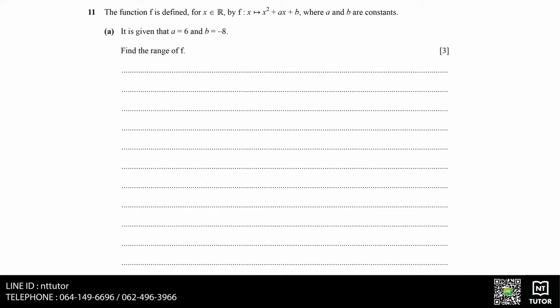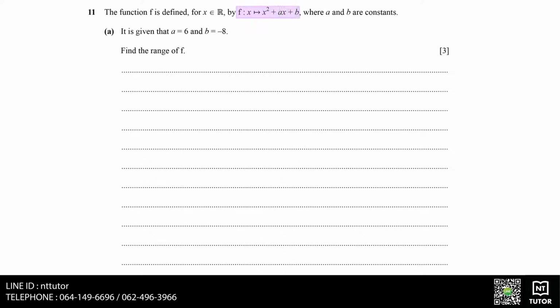The function f is defined for all real numbers x by f(x) = x squared + ax + b, where a and b are constants. A. It is given that a equals 6 and b equals minus 8. Find the range of f.